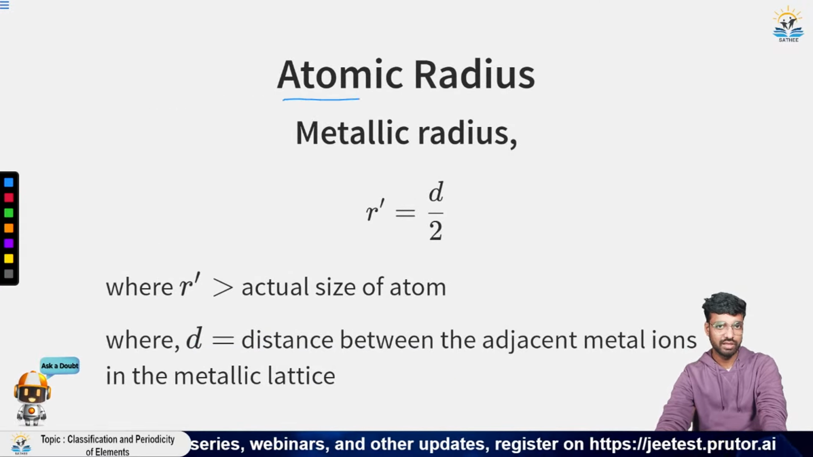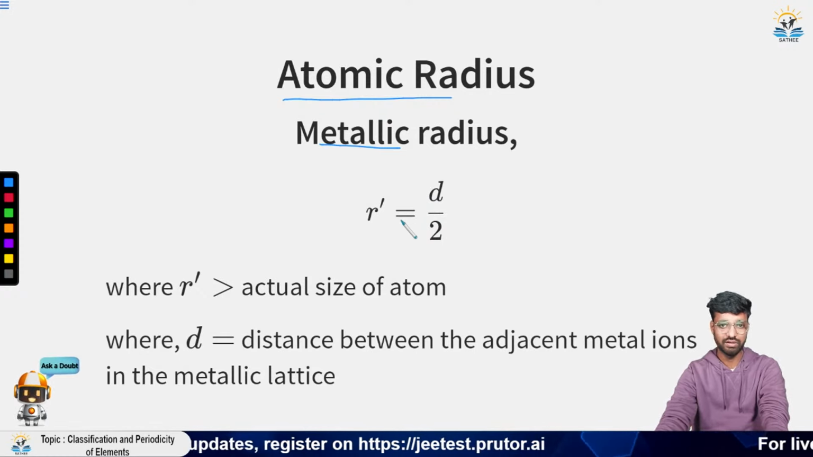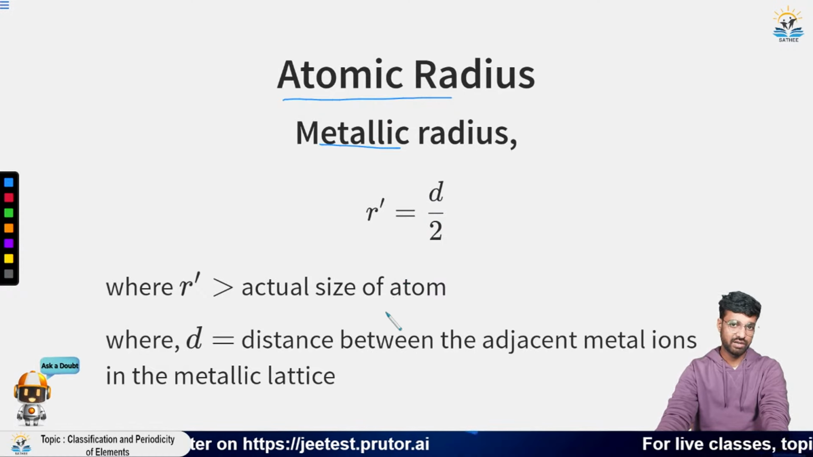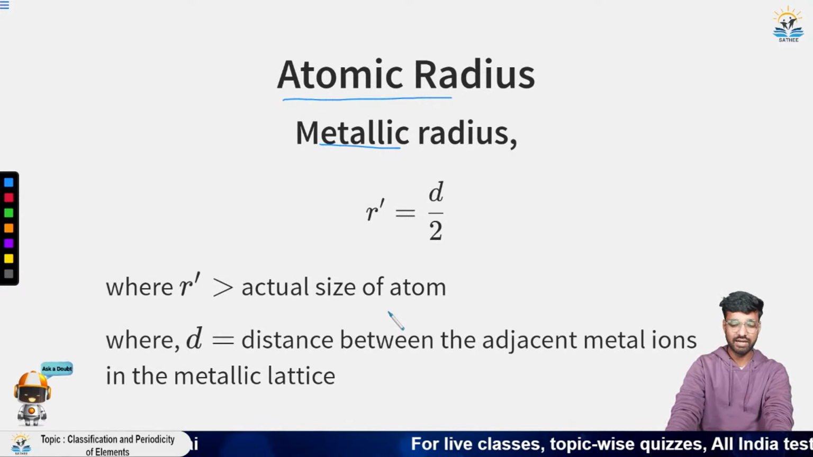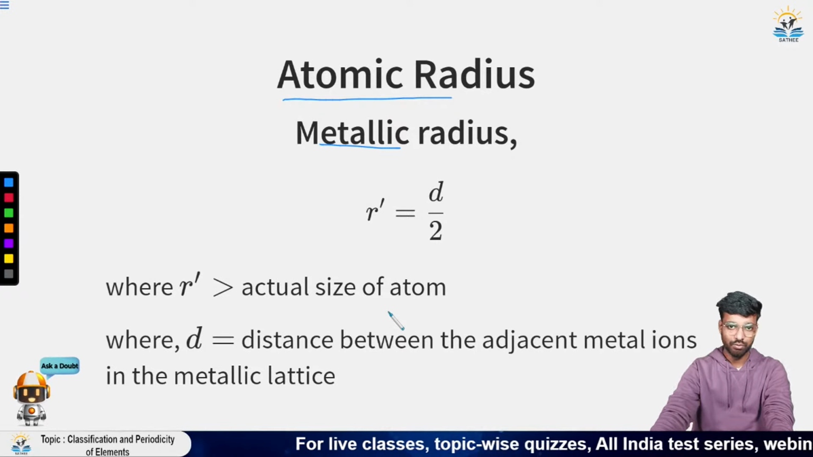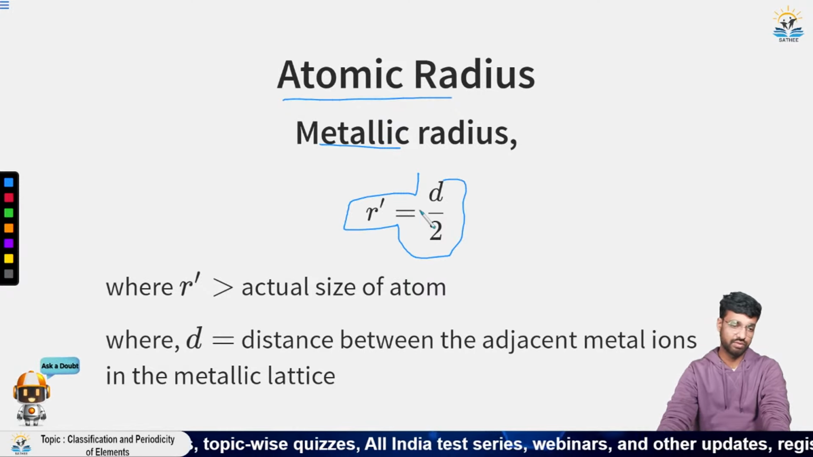Now let us move to the atomic radius for metals. For metals, it is very simple. We know that a metal always exists as a lattice, and the distance between the lattice ions divided by 2 gives us the metallic radius. Okay, so this is a simple formula. We will not focus on this more.